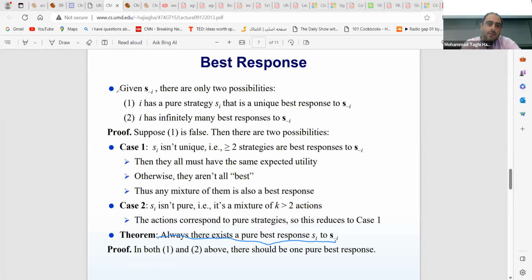But let's prove this one. To prove that, we are proving this kind of lemma. This is generally the way that we formally prove a theorem. We have some main theorem and then some lemmas that we prove. So given S minus I, there are only two possibilities. I has a pure strategy Si that is the unique best response to S minus I, or I has infinitely many best responses to S minus I. But as you see, in this case also, if there are infinitely many responses, one of them can be pure as well. So in both cases we have a pure strategy, and that's a good thing.